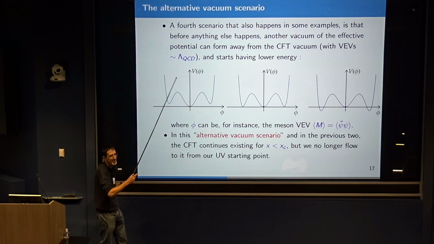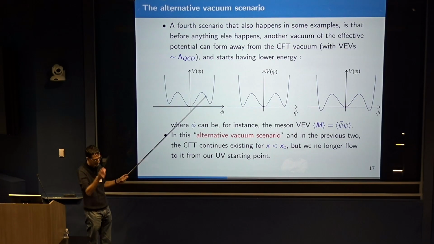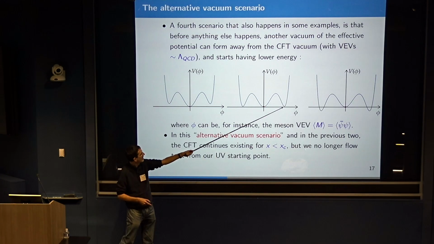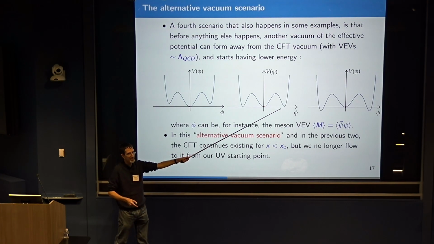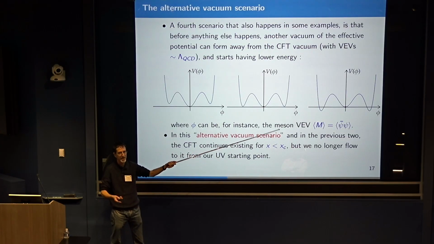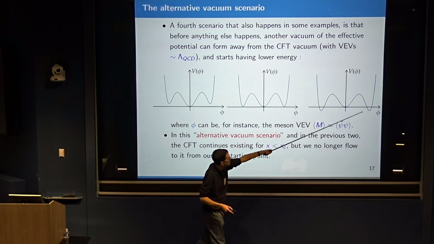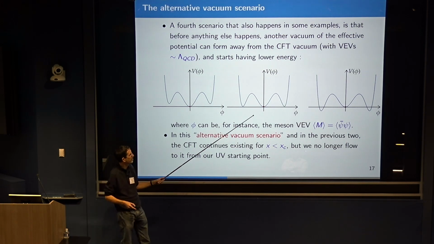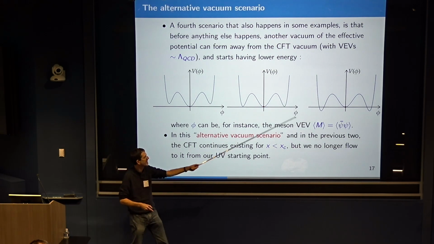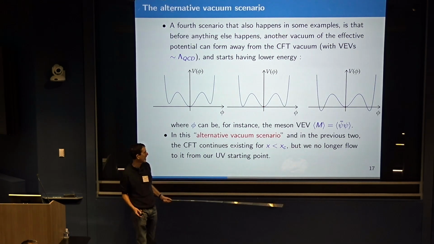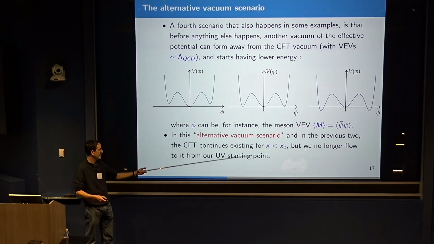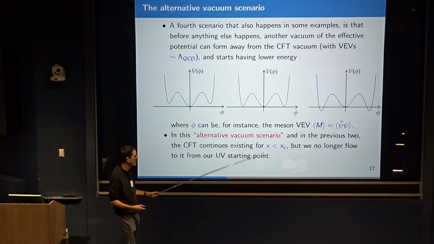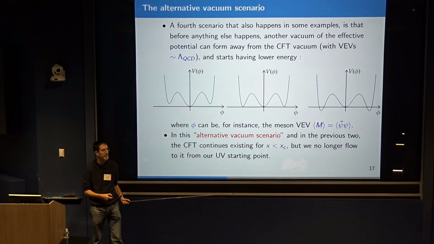So even if the CFT is perfectly fine for a large range of values of x, it could be that at some specific value of this parameter x, the effective potential develops another vacuum, say with meson vevs of order the QCD scale, and then this other vacuum could start having lower energy. And then, of course, we would just have the analog of a first-order phase transition, where instead of flowing to the CFT, we would just flow to this other vacuum. So this is another scenario which can happen and does happen in some examples. And, of course, it could also happen, in principle at least, in QCD.